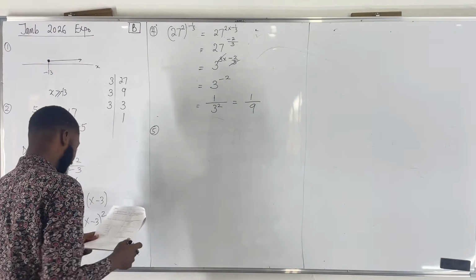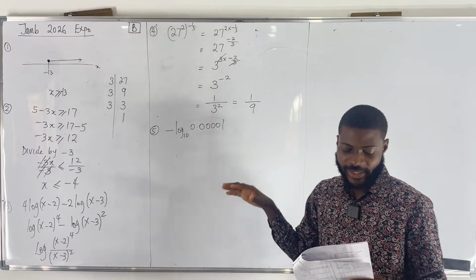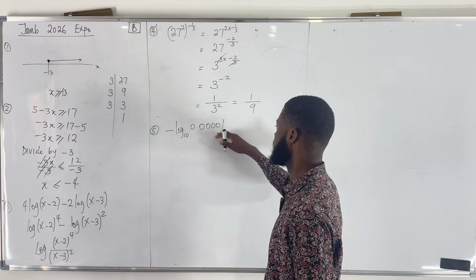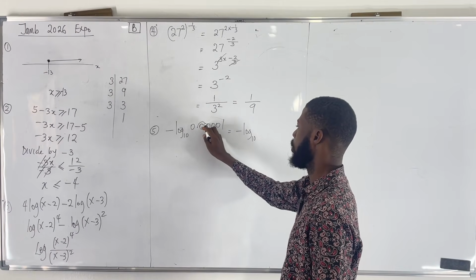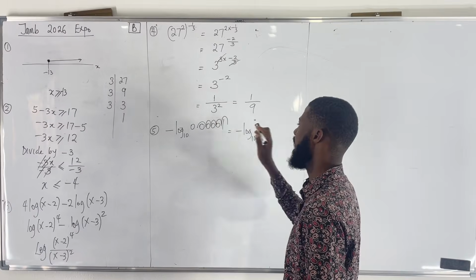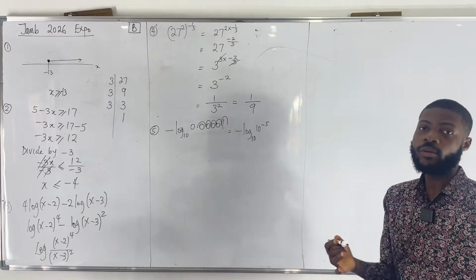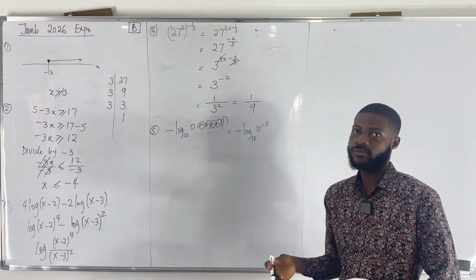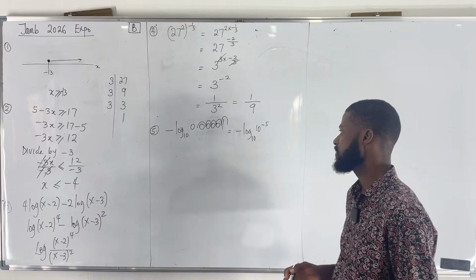Let's move on to the next one, number 5. We have to simplify minus log base 10 of 0.00001. All right, now in logarithms, we could write this in standard form. So this is minus log base 10. This is 1, 2, 3, 4, 5, so this will be 10 to the power of minus 5, or you could say 1 times 10 to the power of minus 5. And of course, log 1 is 0, so it's not necessary. That's why I just wrote 10 to the power of minus 5.